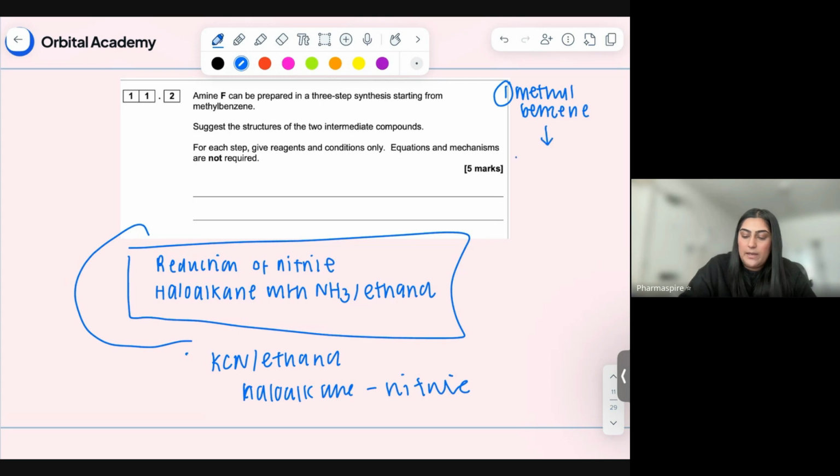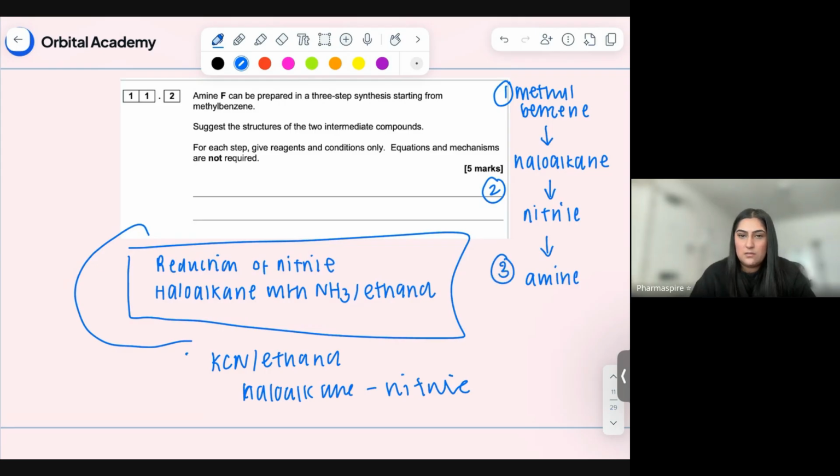to a haloalkane. You can go to a nitrile for synthesis step 2, and then you can reduce it to an amine for step 3. Does that sort of make sense? How you would do that for your 3-step? Okay, do you have any good ways?